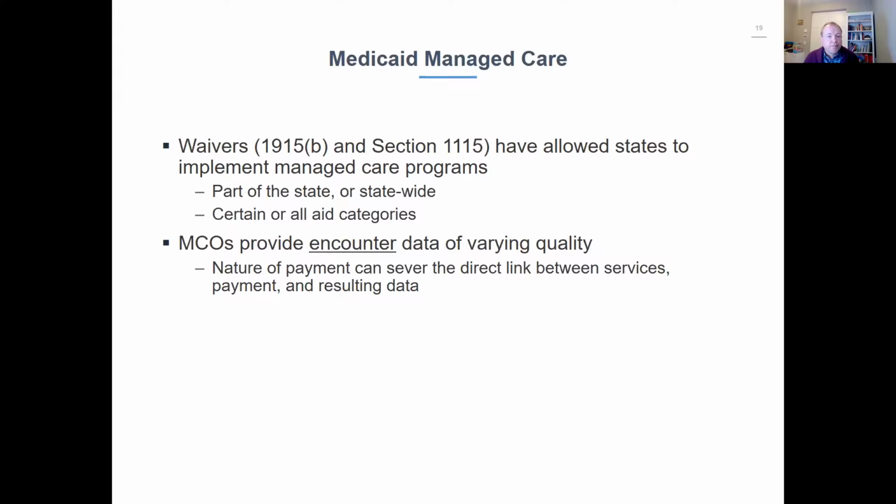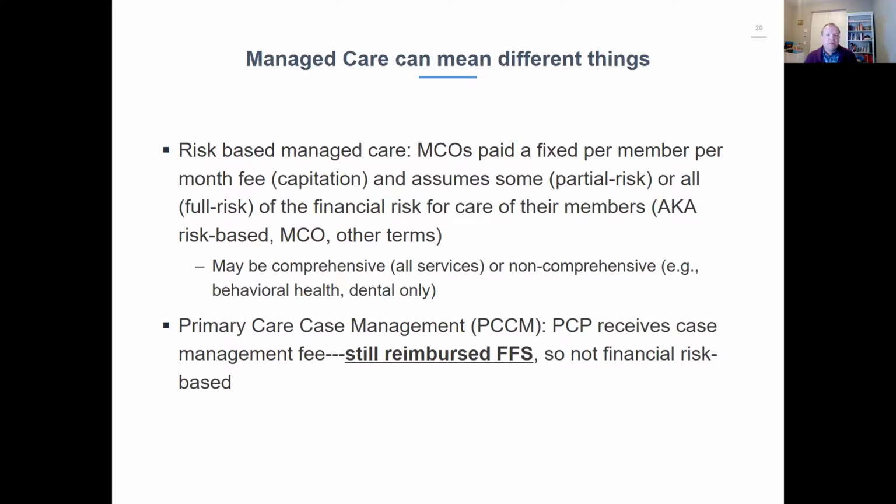Just keeping an eye on time. So the nature of the payment severs that direct link that we see in fee-for-service. The other thing to note is that if you're saying managed care in Medicaid, there are actually a couple of different types of things. One is what I just said, the majority of this is risk-based managed care, where MCOs are paid a fixed per member per month fee. So this is a capitated system, and they assume some or all of the financial risk for care of their members. So this is a risk-based MCO.